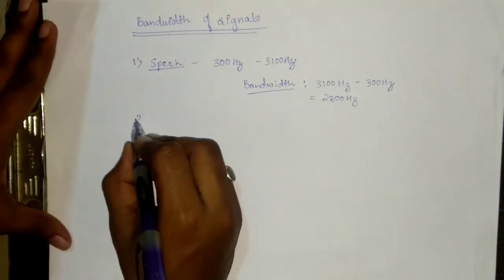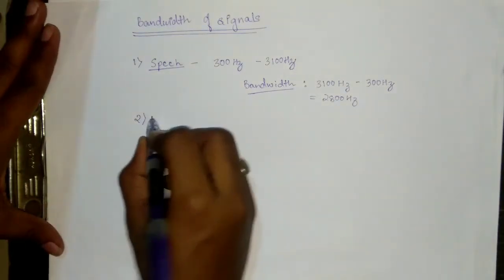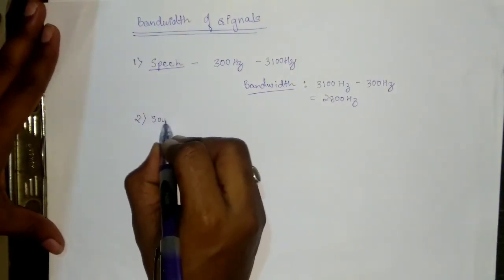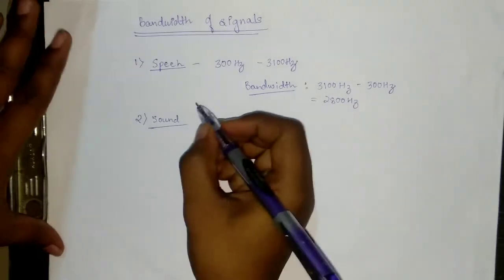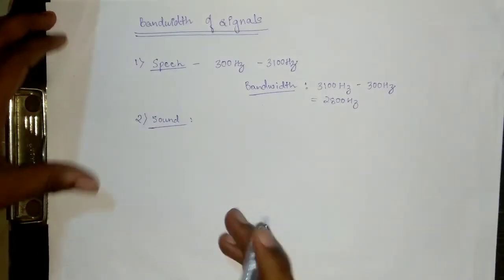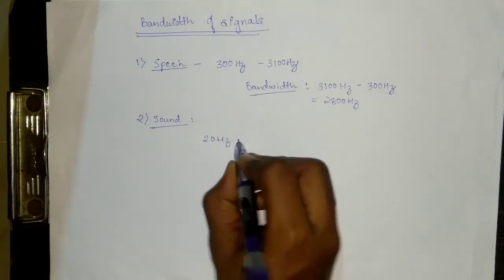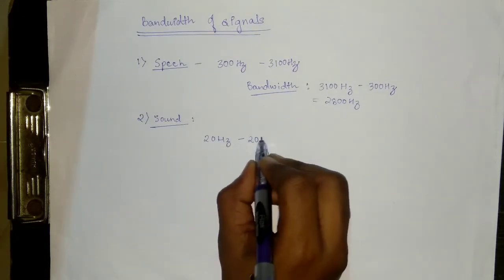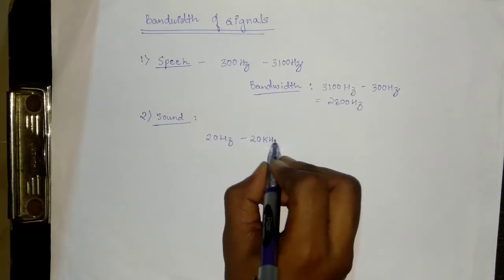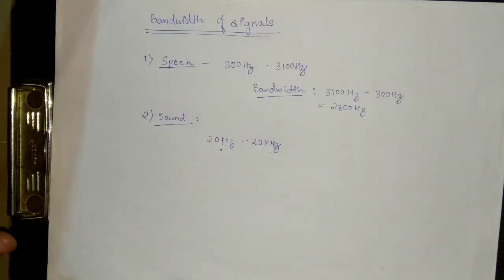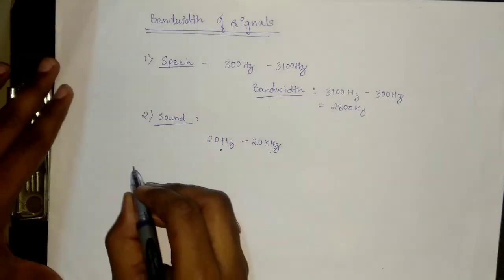Our next type of signal is sound. As you know, the audible range of sound is 20 Hz to 20 kilohertz. So this is the frequency range for sound. You know how to calculate the bandwidth, so please calculate it and comment in the comment section.